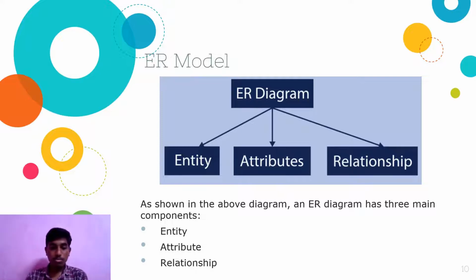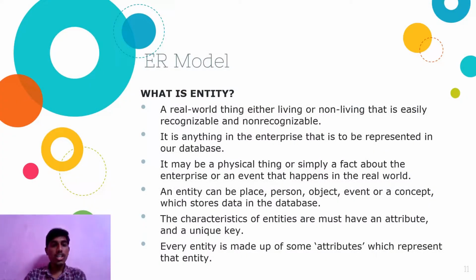What is entity? A real world thing, either living or non-living, that is easily recognizable and non-recognizable. It is anything in the enterprise that is to be represented in our database. It may be a physical thing or simply a fact about the enterprise or an event that happens in the real world. An entity can be a person, object, event, or a concept which stores data in the database. The characteristics of entities are: must have an attribute and a unique key.